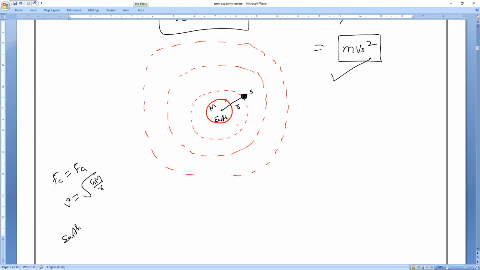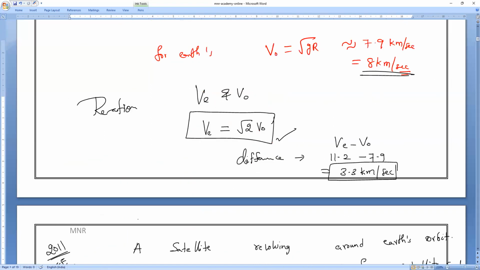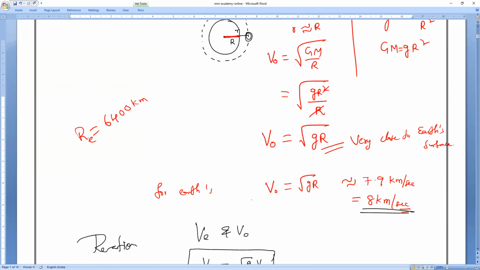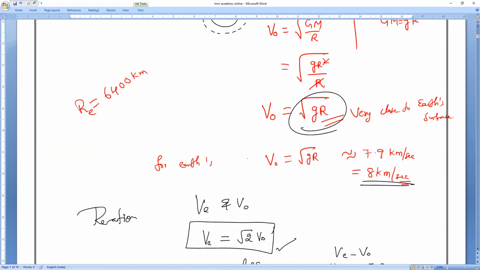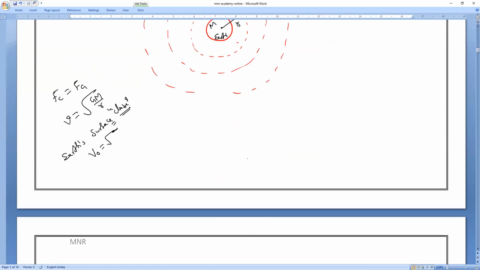But if any satellite is revolving around the Earth very close to the Earth surface, then what is the orbital velocity formula? Close to the Earth surface, what is the orbital velocity formula? Just now I have told. If it is moving closer to the Earth, it is root over gR. If you don't know the formulas, physics is not at all possible. So that is it, root over gR.